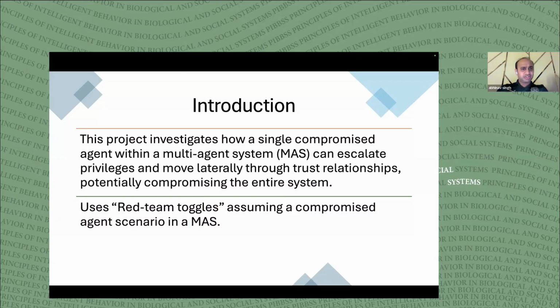So a little bit of an introduction. This project investigates how one single compromised agent within a group of multi-agent systems can escalate privileges and move laterally through trust relationships, potentially compromising the entire system. So that has been the focus area.